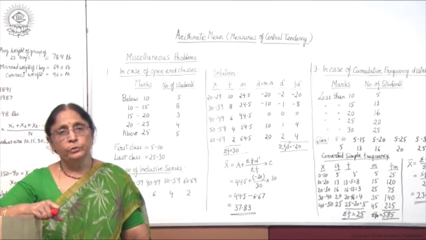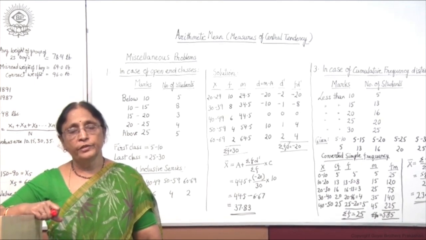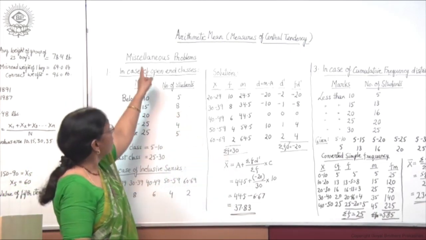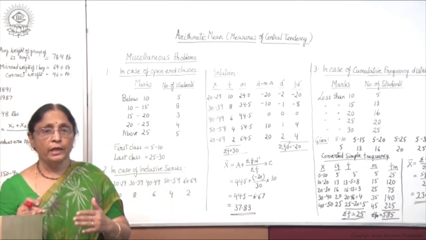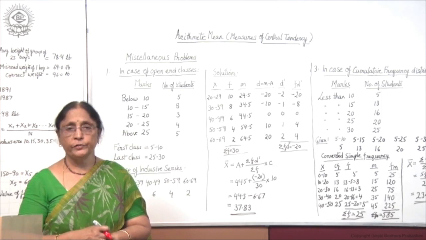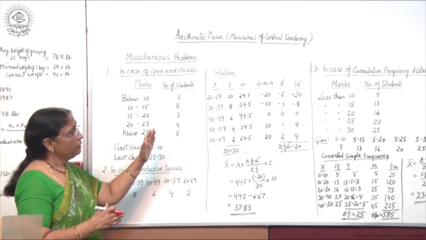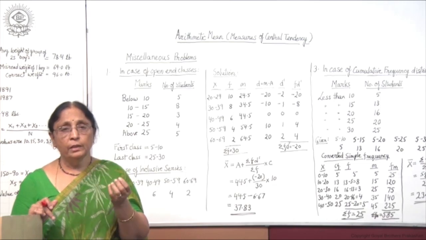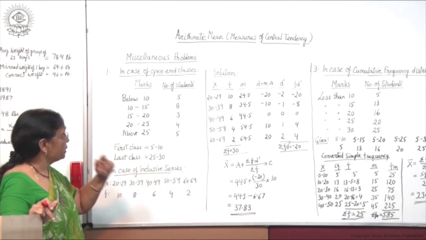Now I will tell you how we calculate arithmetic mean in case of some different kind of series, or you can say how to deal with miscellaneous problems. Earlier I told you the simple series and the simple method of calculating arithmetic mean in case of individual, discrete and continuous series. Now sometimes you get the data in such a way that the method is the same, but certain pre-calculation you have to do so that you get the proper result.